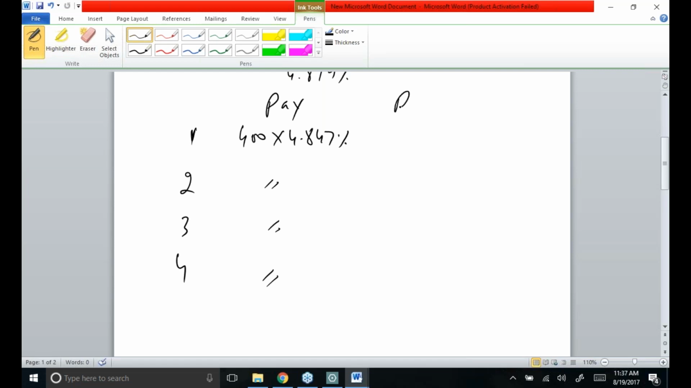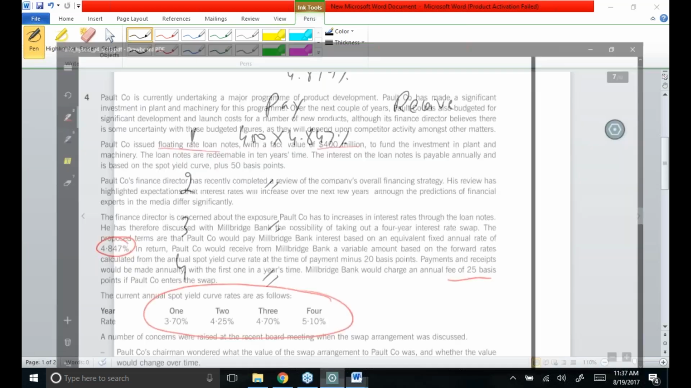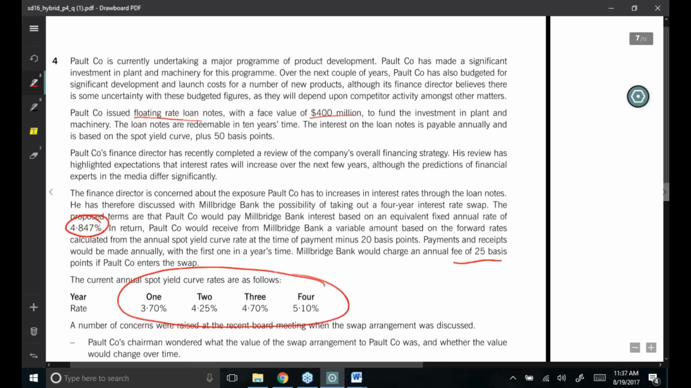And every year you are going to receive the floating rate of this 400. And floating rates are based on the forward rates calculated through these yield rates. Okay, let's calculate it. The forward rate of year 1 is exactly the same as the yield. Forward rate of year 2.